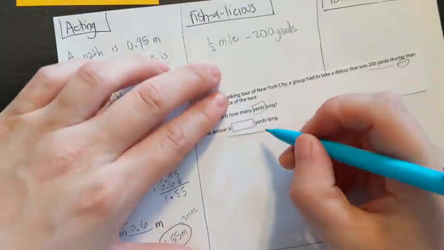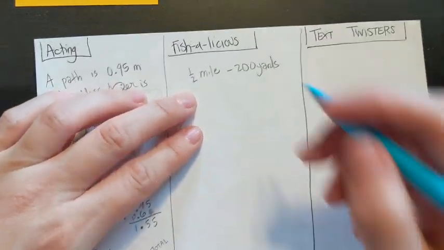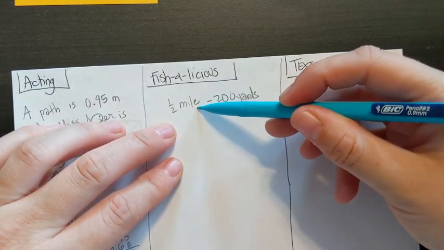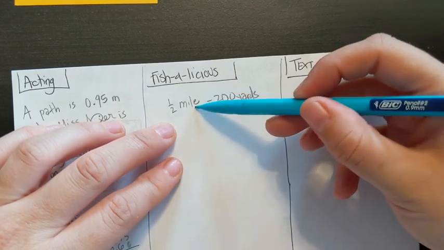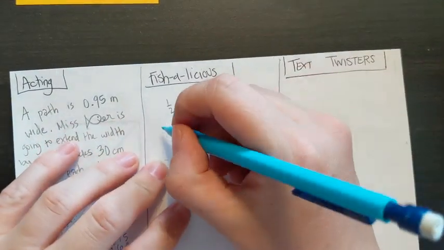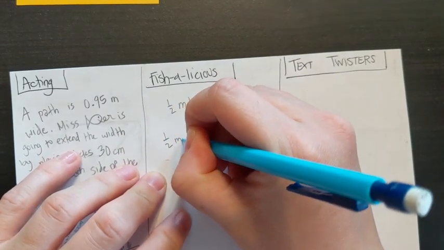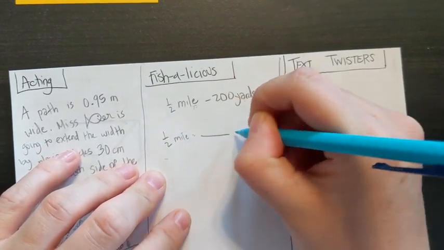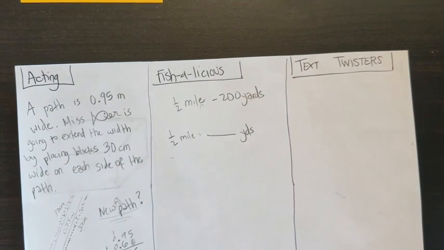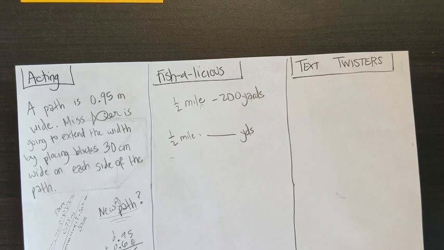So what we're looking for is yards. They want to know it in yards. So would you change the yards or would you change mile? Hopefully you answered that. Mile. You're going to change this one. You don't need to change yards. They're looking for yards. So I have to convert a half mile into yards. Wow. Well, I'm going to have to go back to what I know about lengths.